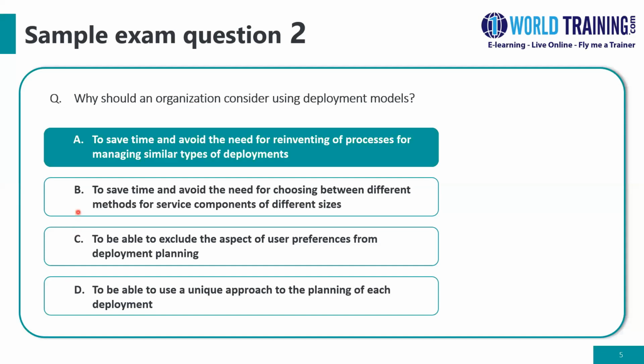And option B is actually incorrect because, in fact, the deployment model should cater for service components of different sizes. And the deployment model should also cater for user preferences as mentioned in C, whereas B and C are actually the opposite of what is necessary or needed.